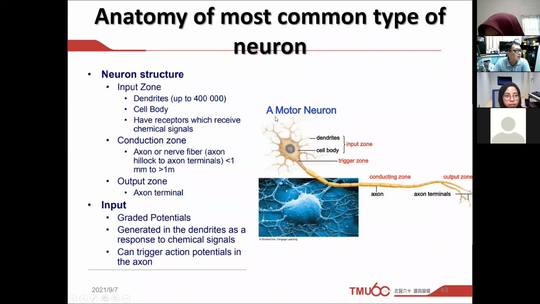Let's look at it. Here's a particular neuron. Here's the cell body of a motor neuron, which controls muscle contraction or muscle movement. Here the cell body has a lot of dendrites, which can receive a lot of information from the environment or from inside cells.